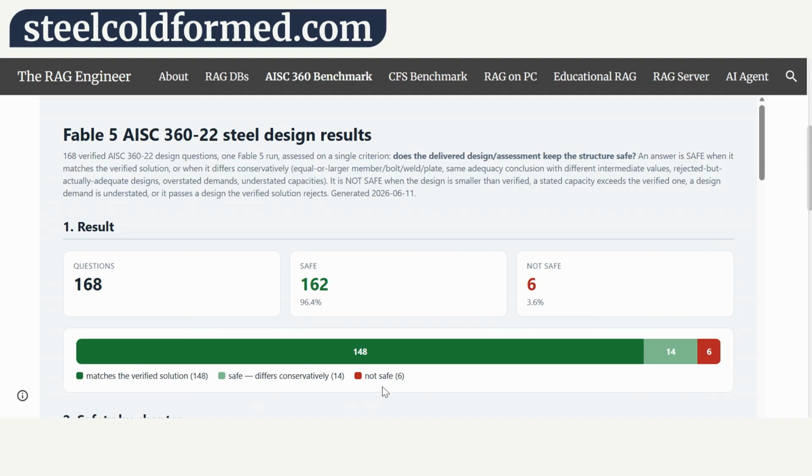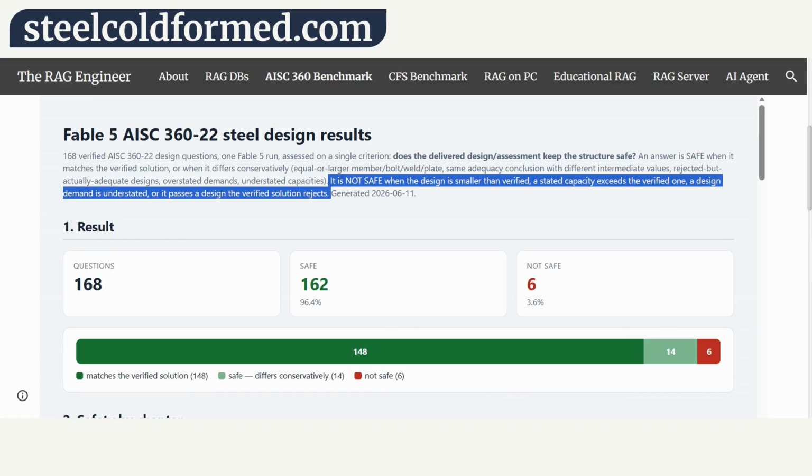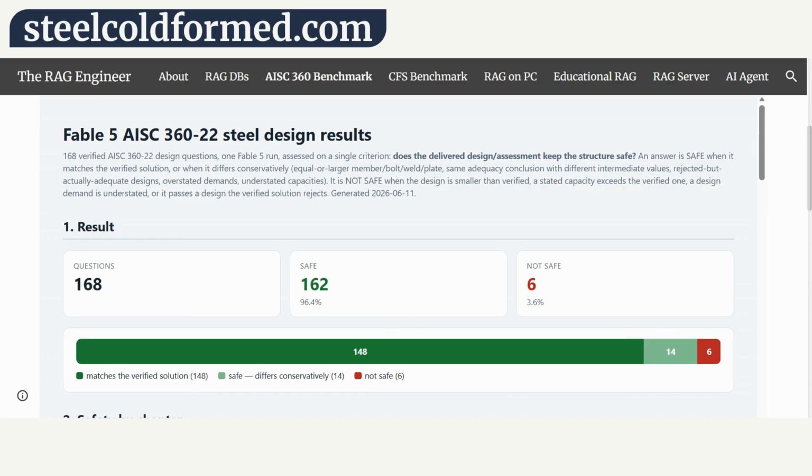An unsafe design is when the member or connection selected is different to the solution and is non-conservative. Designs that were safe but not matching are those where some numerical values differed, while the member or connection selected is either the same as the solution or more conservative.